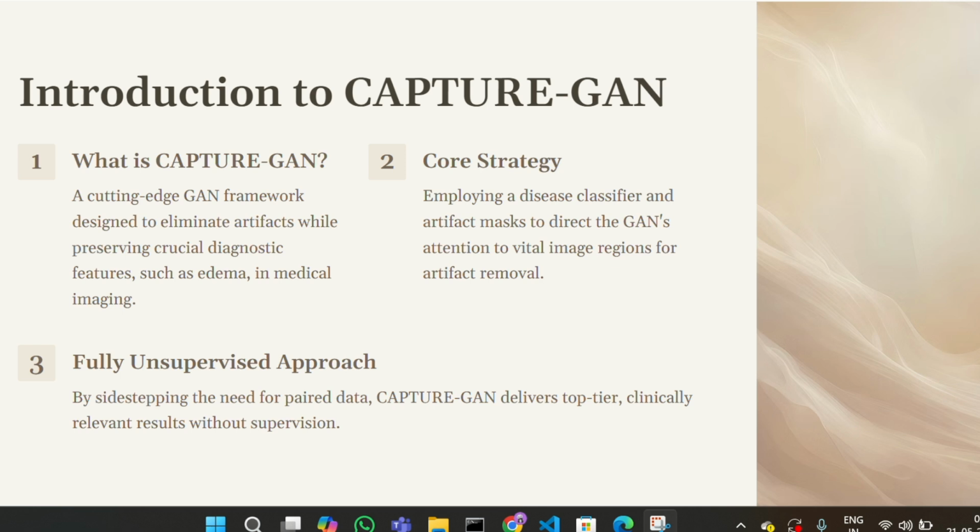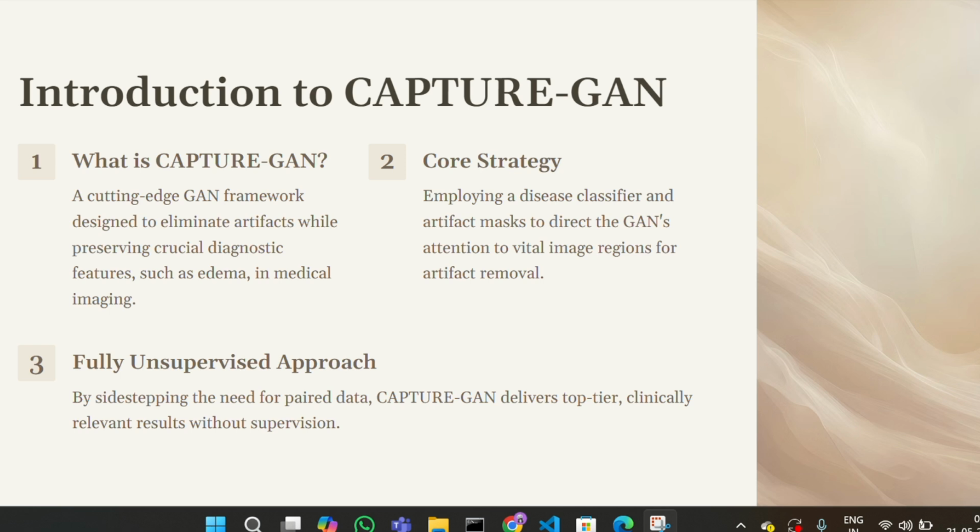So this leads us to our proposed framework, CAPTURE-GAN, short for Conditional Attribute Preservation through Unveiling Realistic GAN. The core objective of CAPTURE-GAN is to remove artifacts from DECT images without compromising the important diagnostic features, particularly bone marrow edema patterns and fine bone structure. What makes it unique is that it goes beyond basic GAN image translation.